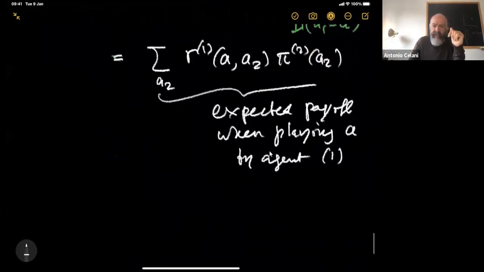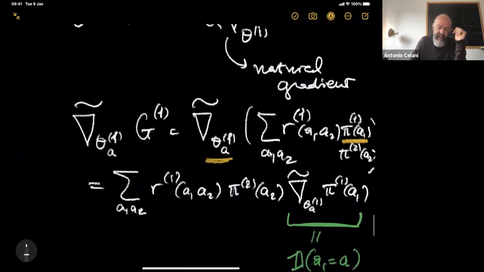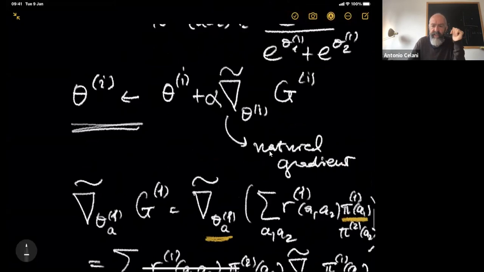Why is this result interesting? Because when you look at what happens, remember, this is the update for the parameters. But now let's look at what happens for the policies themselves.